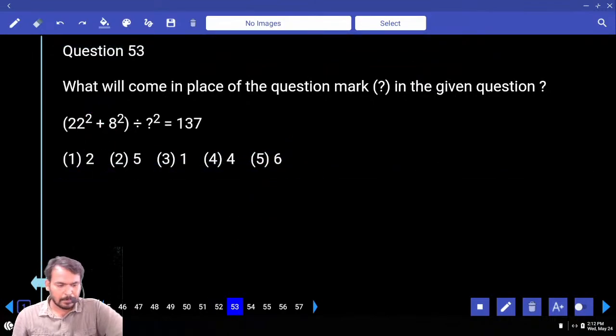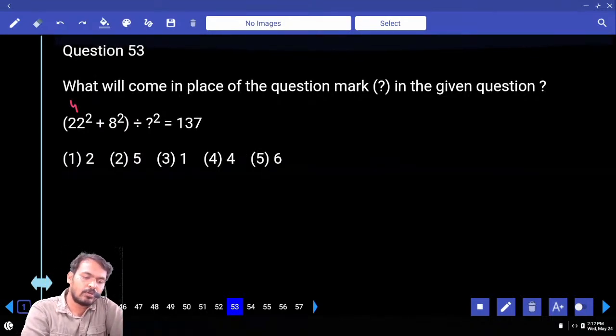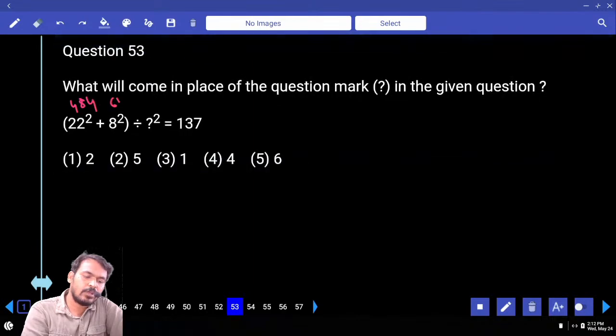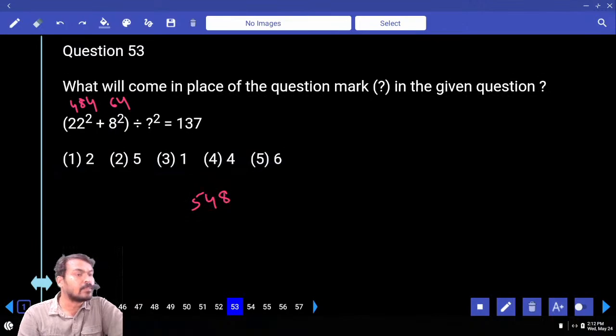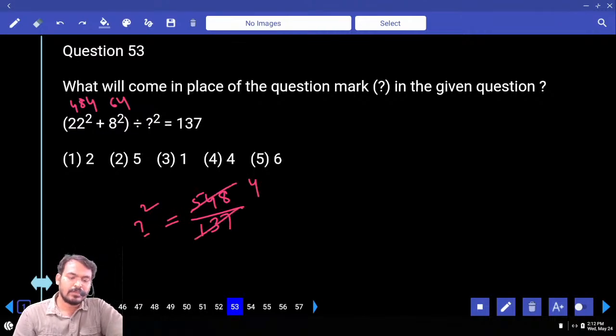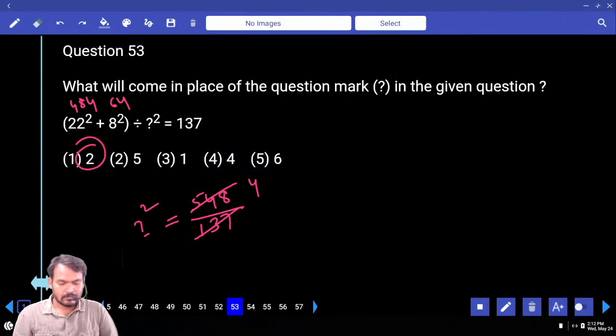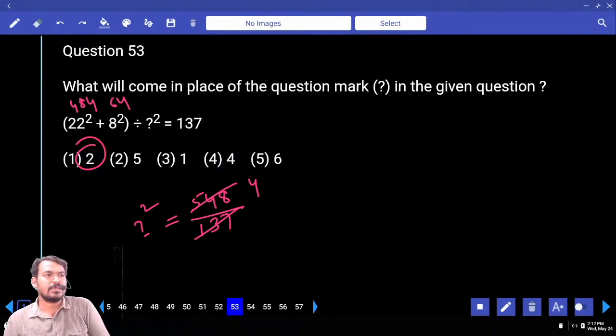Next 53. Left hand side power 22 square plus 8 square. 484 plus 64. Total it is 548 divided by 137. That is equal to something square. I think directly 4 times. Then something value 2.